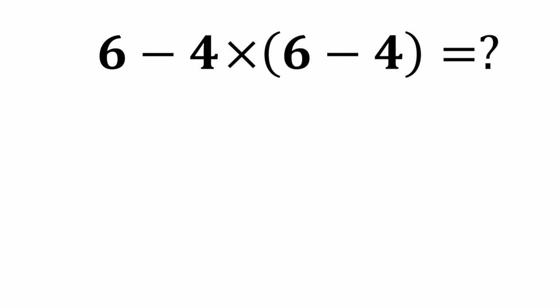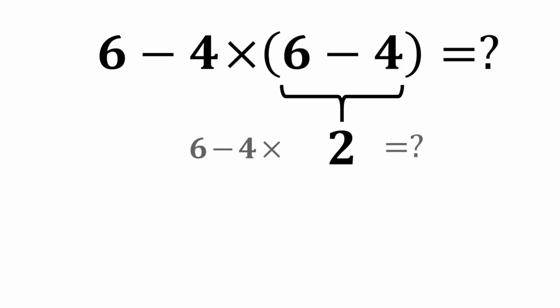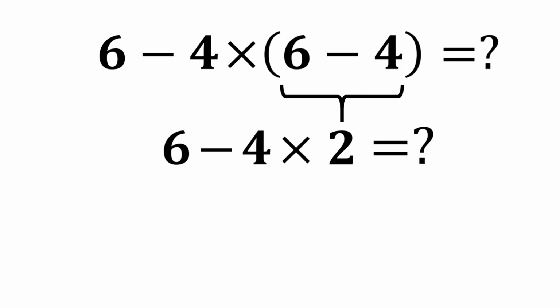In mathematics, when a number is placed next to parentheses, it means that the number is multiplied by the expression inside the parentheses. However, for simplicity, the multiplication sign is usually not written. According to PEMDAS, we must first solve the operation inside the parentheses. 6 minus 4 equals 2. The expression becomes 6 minus 4 multiplied by 2.